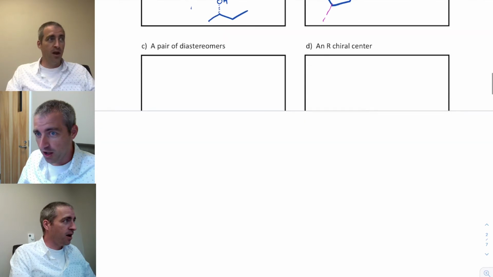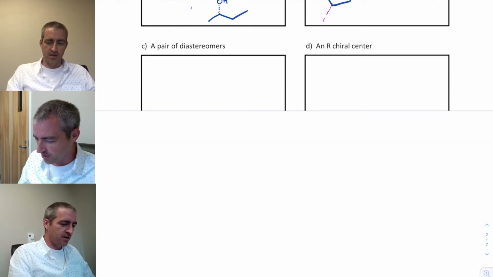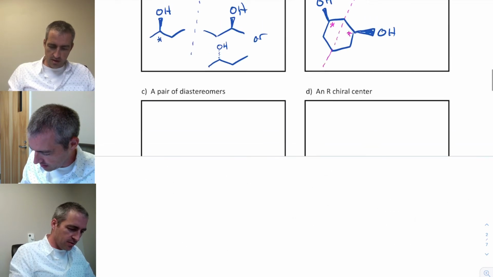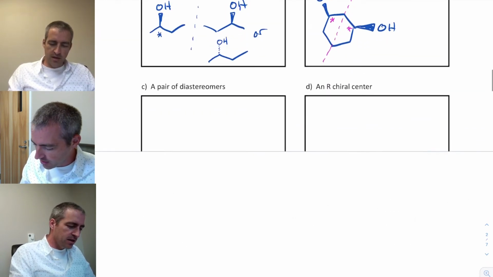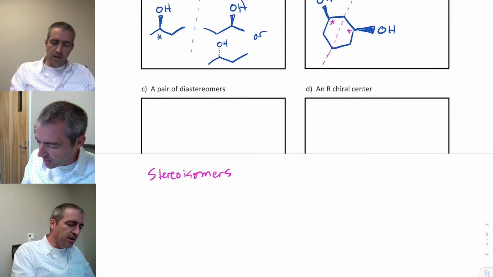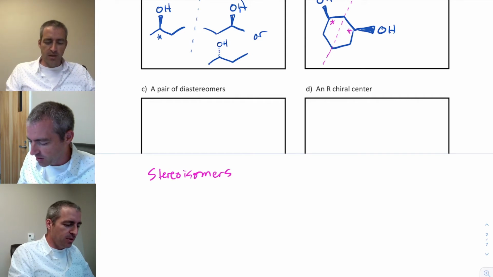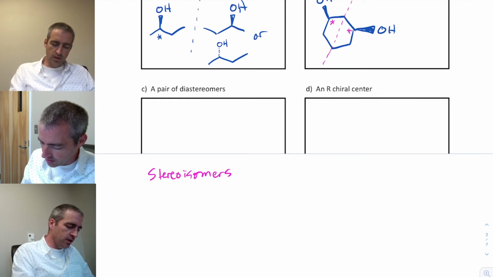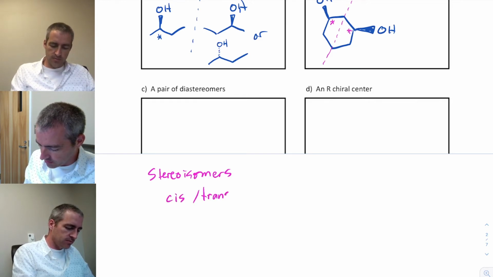Next, a pair of diastereomers. Anyway, I don't think that matters. A pair of diastereomers, these are stereoisomers but not enantiomers. They can't be chiral mirror images of each other. Diastereomers usually are related by a cis-trans relationship.